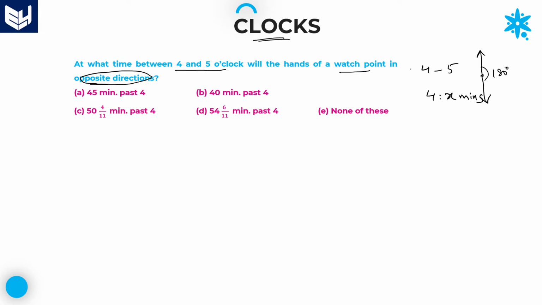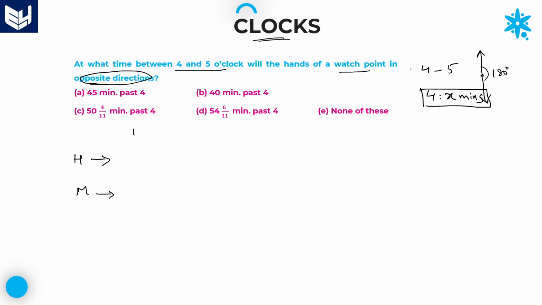So, I am considering that exactly at 4 hours x minutes, the angle between the minutes hand and the hours hand is 180 degrees. Now we need to find the time. Here some options are given, and based on the answer we need to go through that particular option. Here first I will write about the minutes hand, after that the hours hand.